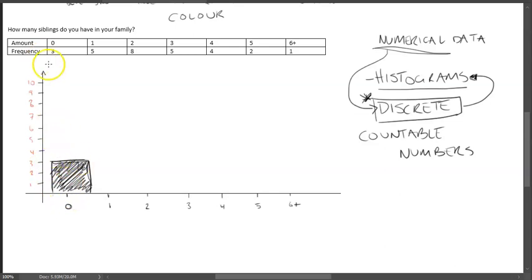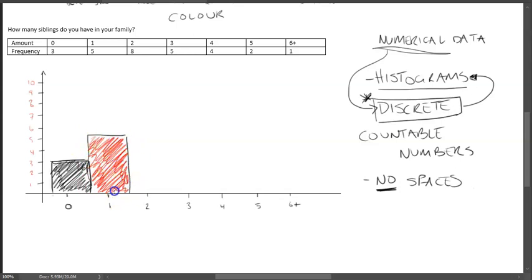Okay, for 3. The next one, the amount for 1, our frequency is going to be 5. When we deal with histograms, there will be no spaces. Okay, there are no spaces between these bars. So when we do our 5, we just start from the end of this bar here, and we go up to 5, go across, and down there. And then this one is 5. I'll alternate the colors. You can see the difference there, and that there is the 5.